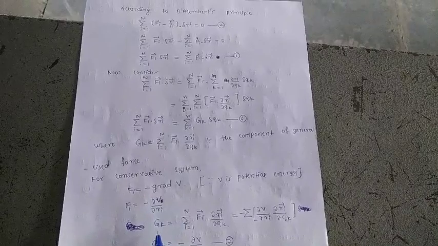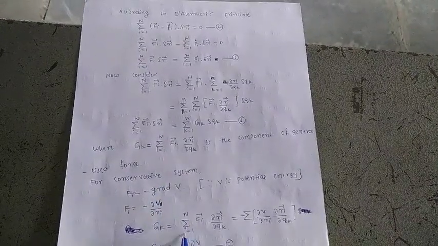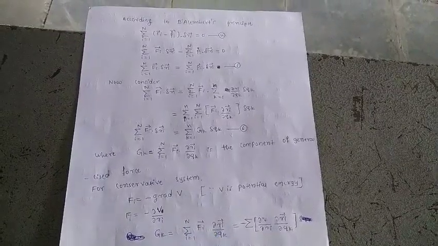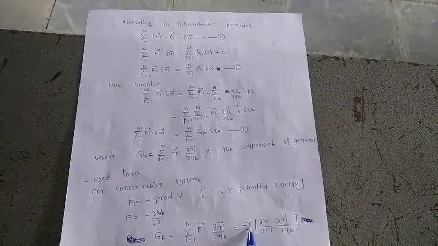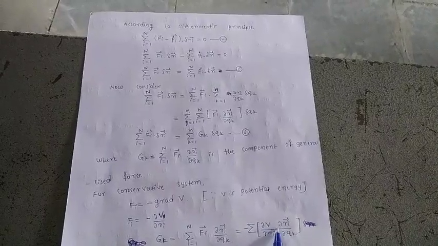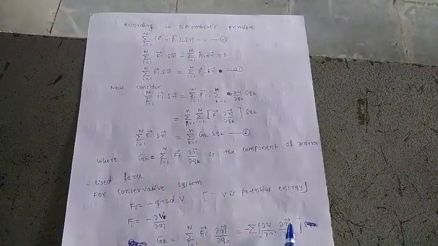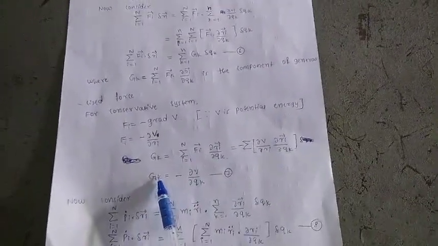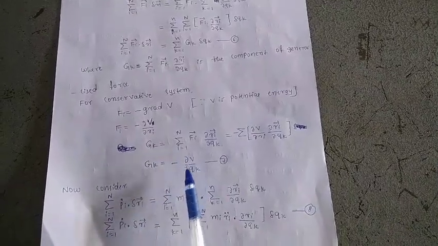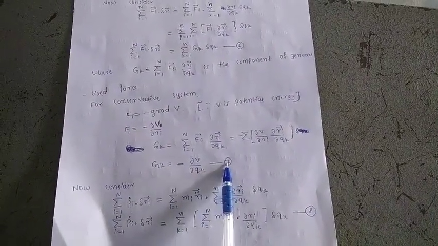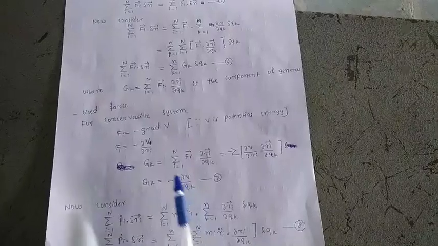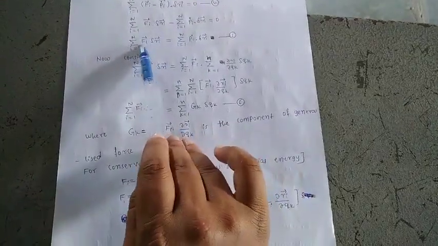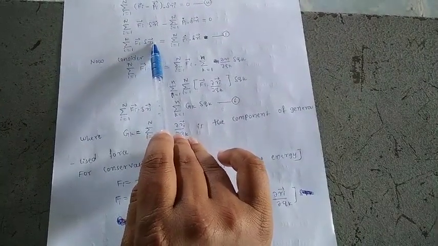Then Gk is equal to summation over i = 1 to n of Fi ∂Ri/∂Qk, which is equal to minus summation of ∂V/∂Ri into ∂Ri/∂Qk. This ∂Ri gets cancelled. We have only Gk = minus ∂V/∂Qk. Take this as equation number 7. Equation number 6 is for the solution of this summation over Fi delta Ri.